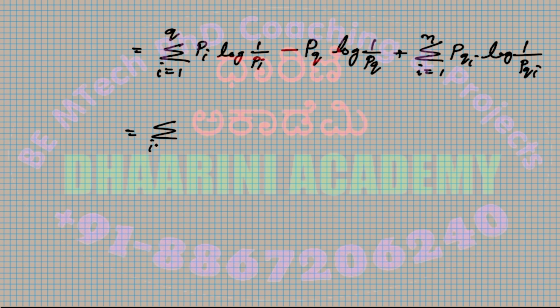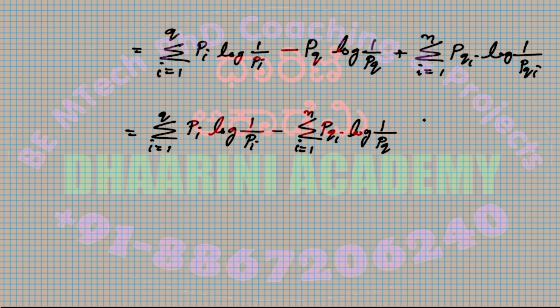So this is equal to summation i is equal to 1 to q, Pi log 1 divided by Pi, minus, see, PQ I'm trying to replace like this: i is equal to 1 to n, since it has been split into n pieces, PQI, but the log term as it is, log of 1 divided by PQ. Then the remaining terms are there, that is i is equal to 1 to n, PQI log 1 divided by PQI.